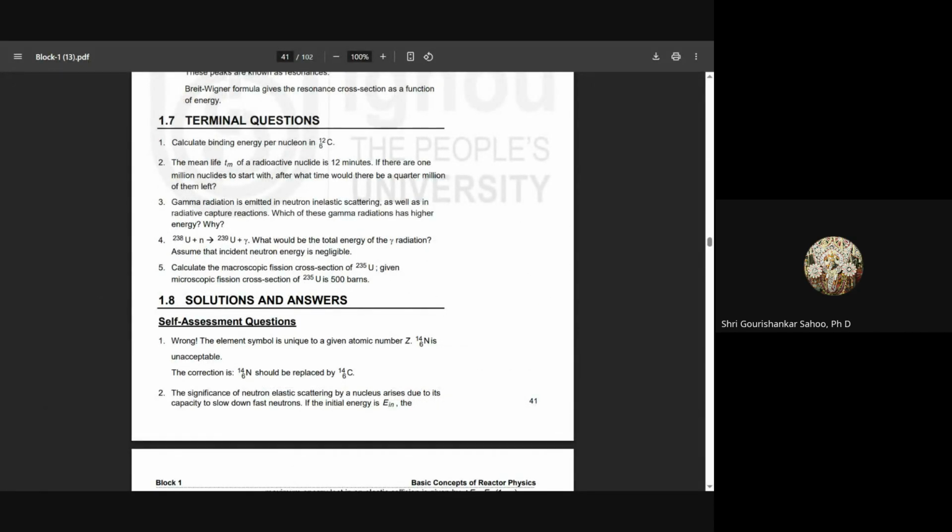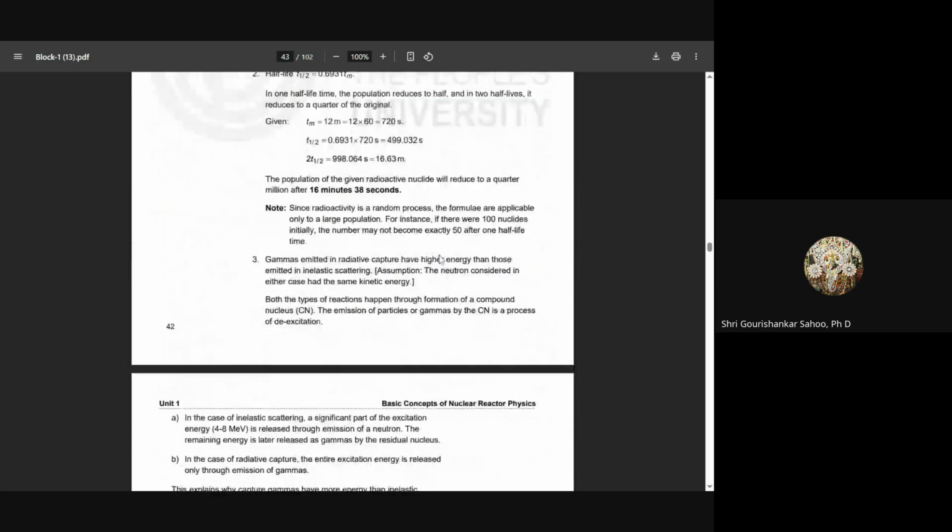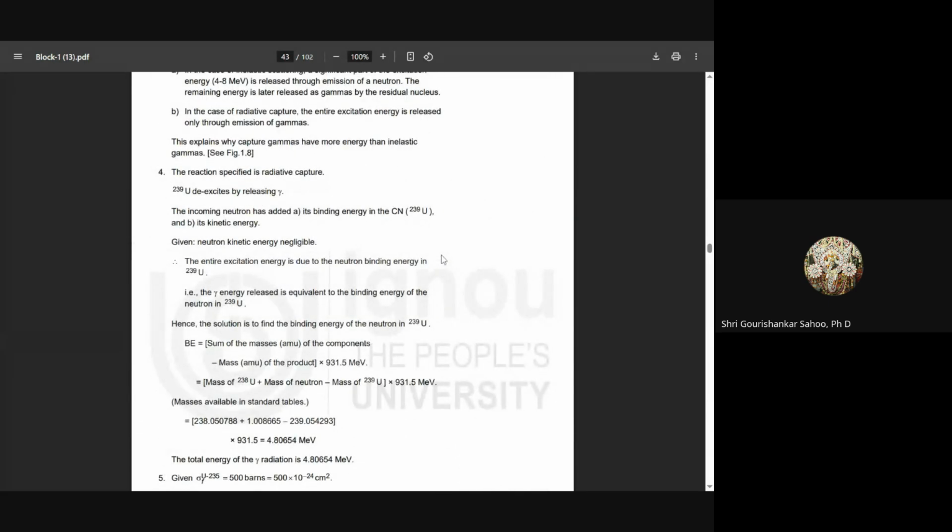See, uranium-238 plus neutron gives rise to uranium-239 plus gamma. What could be the total energy of gamma radiation? Assume that the incident neutron energy is negligible. So here is the solution. You can go through this. The reaction specified is radiative capture, where uranium-239 de-excites by releasing gamma. So we can go through this and understand. It is on the screen.